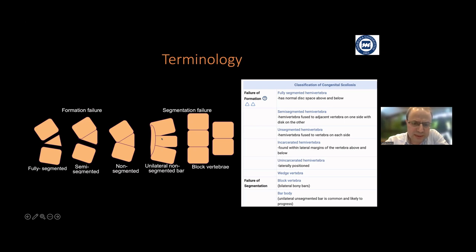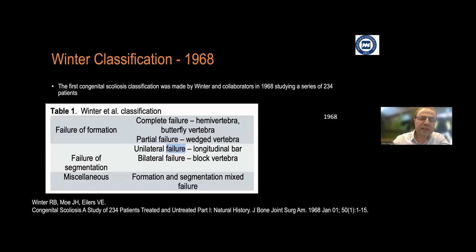For example, this is a unilateral non-segmented bar. And this is a block vertebra. In a block vertebra there is a fusion of all the vertebrae, sometimes 2, sometimes 3, sometimes more than 3. This is the terminology we will use in this presentation and the other presentations.